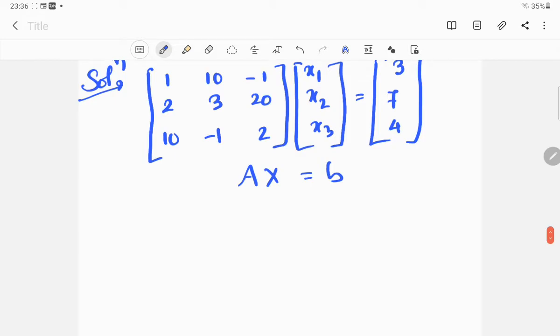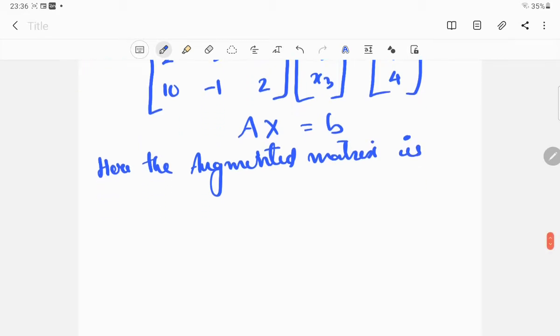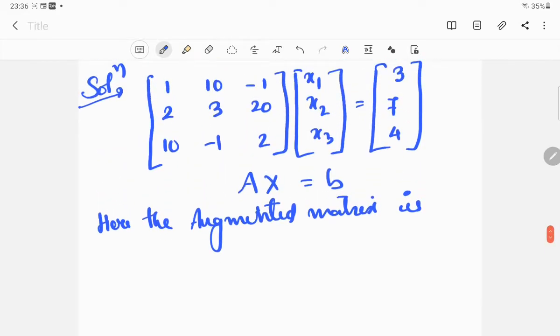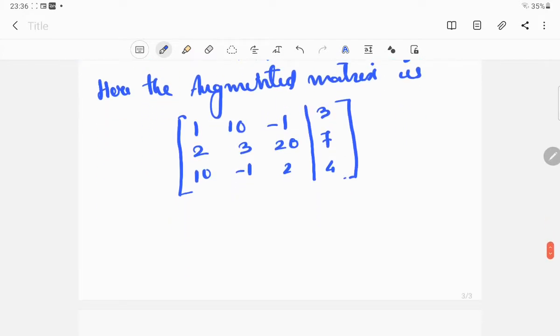Now I will write down the augmented matrix. Okay, so what is that augmented matrix? I hope all of you remember. The augmented matrix looks like this: 1, 10, minus 1, 2, 3, 20, 10, minus 1, 2, and there is a straight line like this, and then we have 3, 7 and 4. So here we have just clubbed two matrices, A and B, so it looks like this, isn't it? Okay, now this is the augmented matrix.